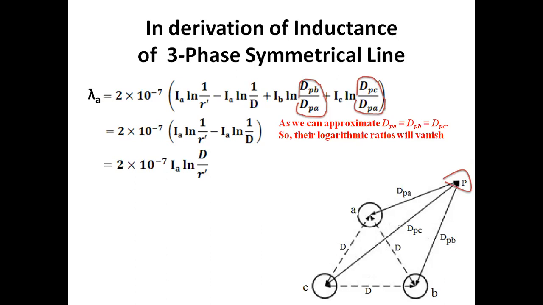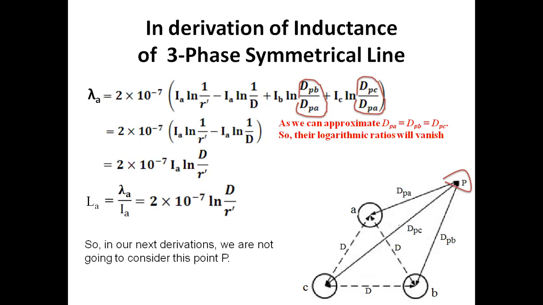In my next lecture, we are going to discuss the derivation without considering any external point P. Ultimately, here you can see the flux linkages 2 into 10 to the minus 7 IA ln D by R dash. So the final inductance LA equals lambda by IA, which equals 2 into 10 to the power minus 7 ln D by R dash. Here there is no sign of point P. So in the next derivations we are not going to consider any point P. We consider only 1 by R dash and 1 by D as written here.